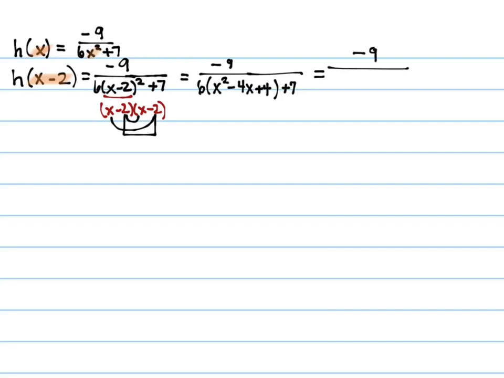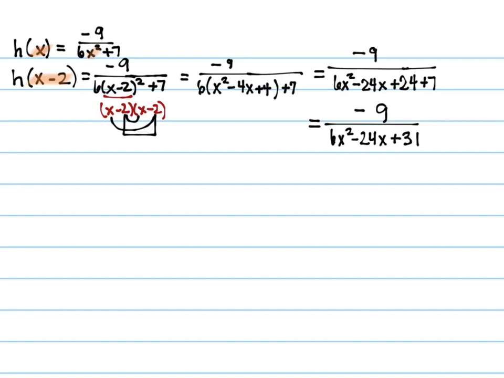All right, so moving and cleaning up by multiplying through, I have now 6x squared minus 24x plus 24 plus 7. And the only other thing to do is to add the 24 and the 7 to give me what? 31? And we'd be finished then. Is that good, Sarah? Okay.